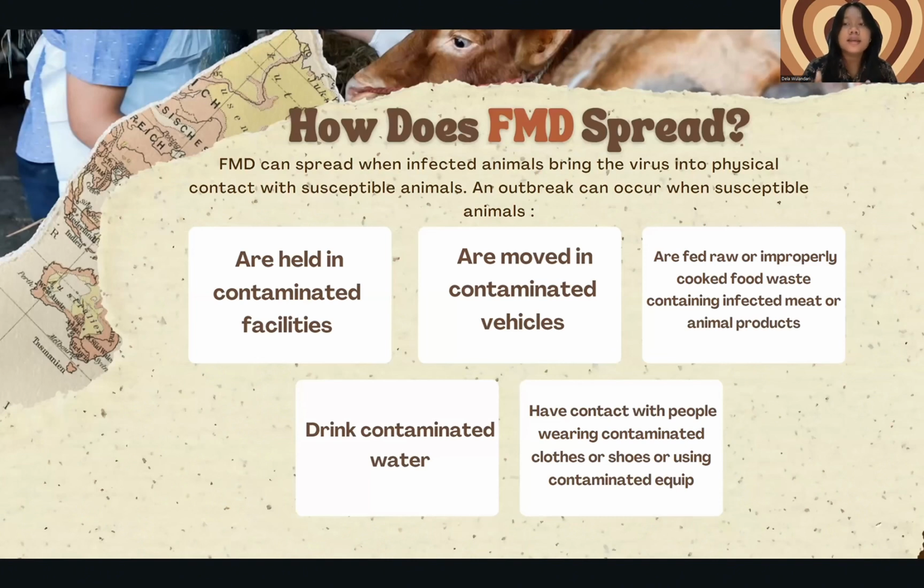Next, how does FMD spread? FMD can spread when infected animals bring the virus into physical contact with susceptible animals. An outbreak can occur when susceptible animals, first, are held in contaminated facilities, second, are moved in contaminated vehicles, third, are fed raw or improperly cooked food waste containing infected meat or animal products, fourth, drink contaminated water, and last, have contact with people wearing contaminated clothes or shoes or using contaminated equipment.